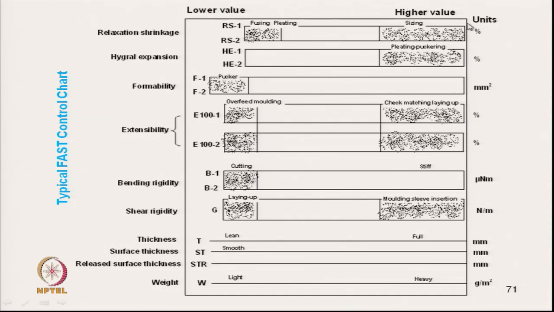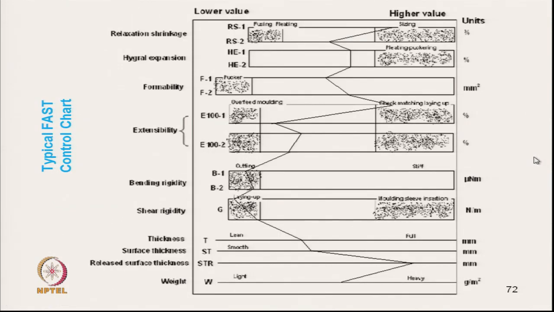On the right side we get the units: relaxation shrinkage in percentage, hygral expansion in percentage, formability is unitless, extensibility in percentage, shear rigidity in Newton per meter, bending rigidity in micronewton meter. So, on the right side we will get all the related units of the parameters shown on the left side of this chart. Now, I will show you a typical fingerprint. So, this is a typical fingerprint.